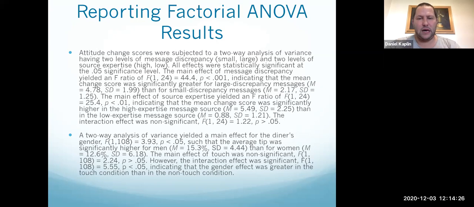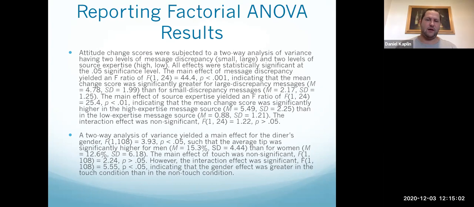Now, there's research that suggests that if a server puts their hand on your shoulder, it could create a connection between you and that person, increasing tips. There have been studies. In this particular study, it was non-significant with p being greater than 0.05. However, the interaction effect was significant, indicating that the gender effect was greater in the touch condition than non-touch condition.